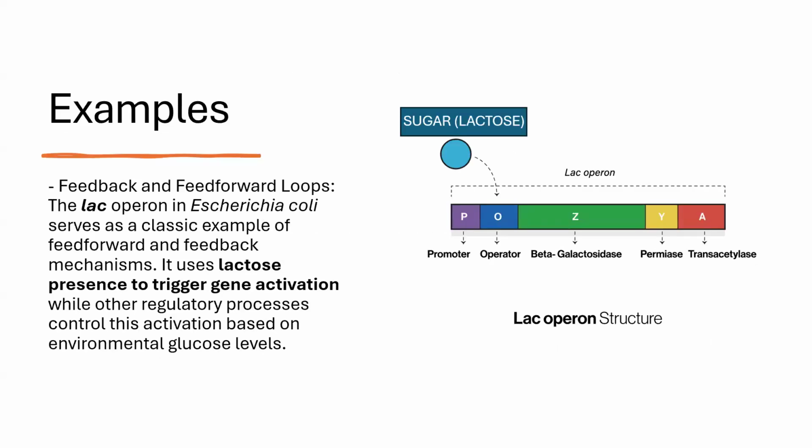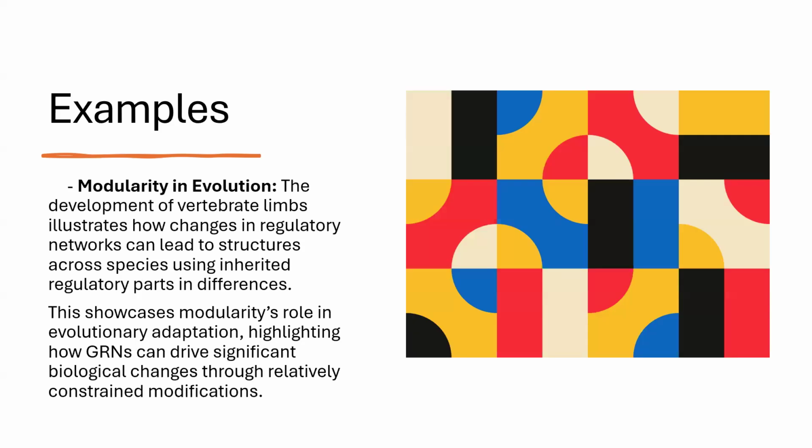So, feedback and feed-forward loops. We can look at the lac operon, which we just did. That's definitely the presence of a feed-forward, where the lactose presence is a trigger. It activates the promoter and the operator as well. You saw that in the last thing.